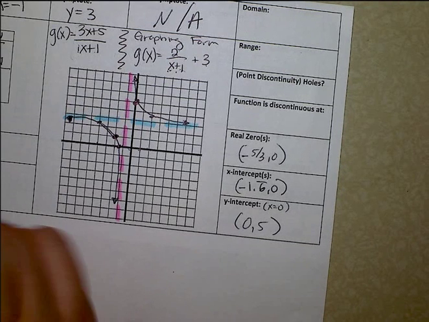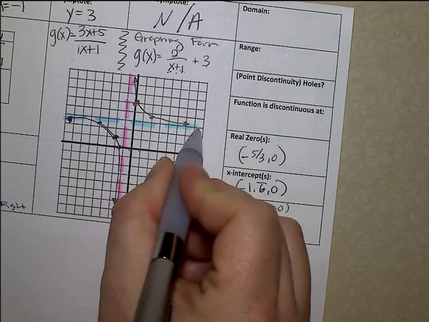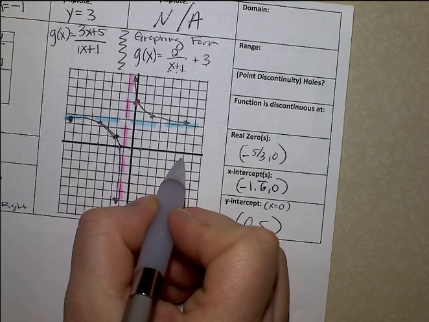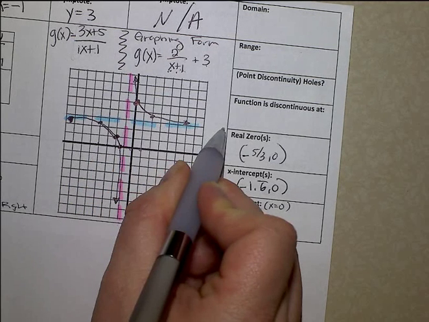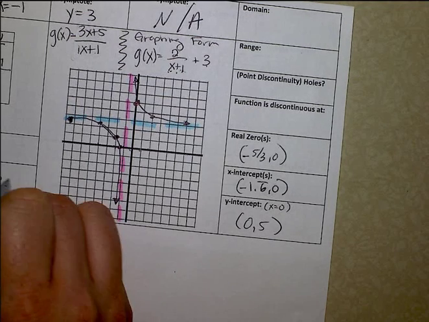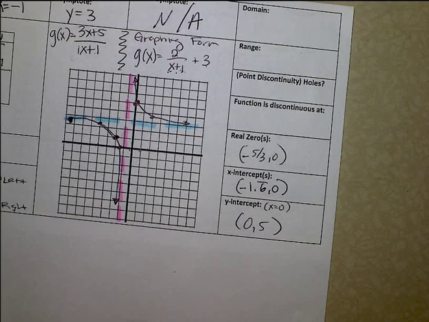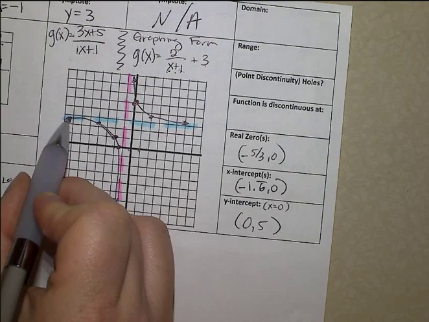As you go to the right, to positive infinity, it approaches what y value? As you go to the right, which y value does it approach? 3. As you go to the left, what y value does it approach? No, in both ways it's going to approach 3, the same number.